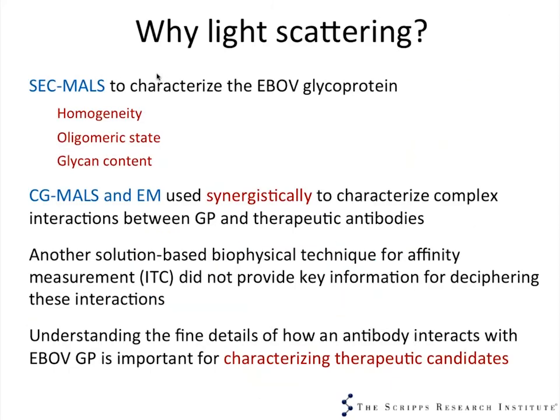So our lab uses light scattering for multiple reasons. First, we use SEC-MALS to characterize Ebolavirus and other viral glycoproteins. We do this to understand their homogeneity, their oligomeric state, as well as the glycan content. We use CG-MALS and EM synergistically so that we can characterize these complex interactions between glycoproteins and therapeutic antibodies. And importantly, another solution-based technique that we use in the lab didn't provide the key information for deciphering these particular interactions. Lastly, understanding the fine details of how an antibody interacts with glycoproteins is a crucial part in characterizing these therapeutic candidates.